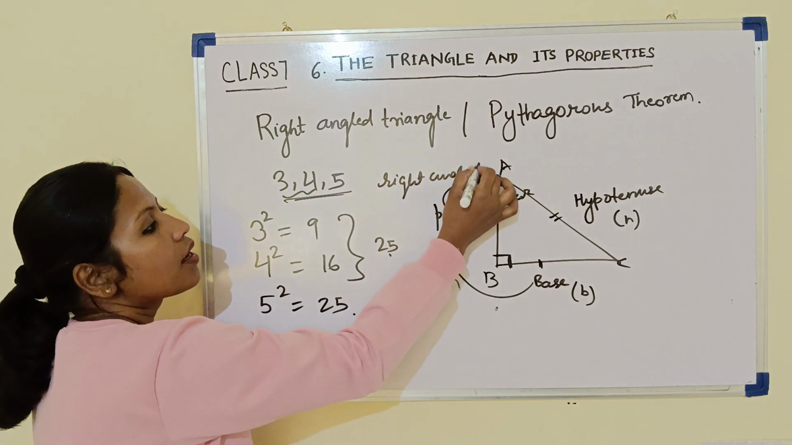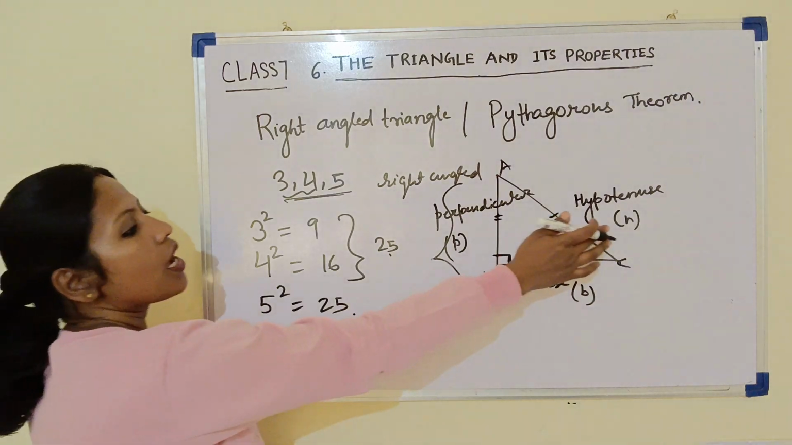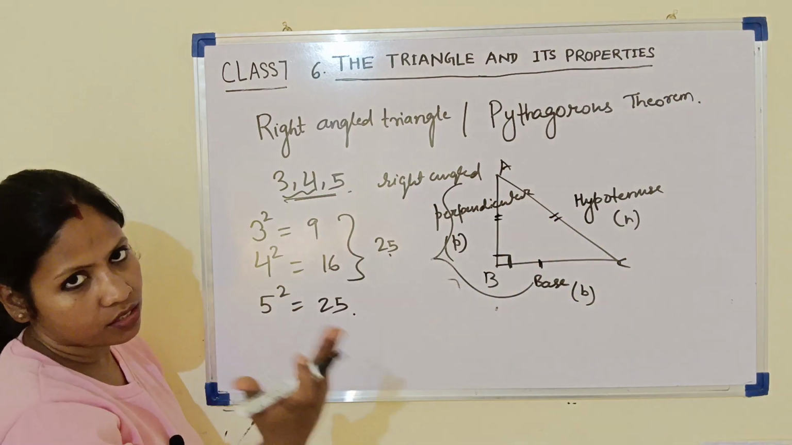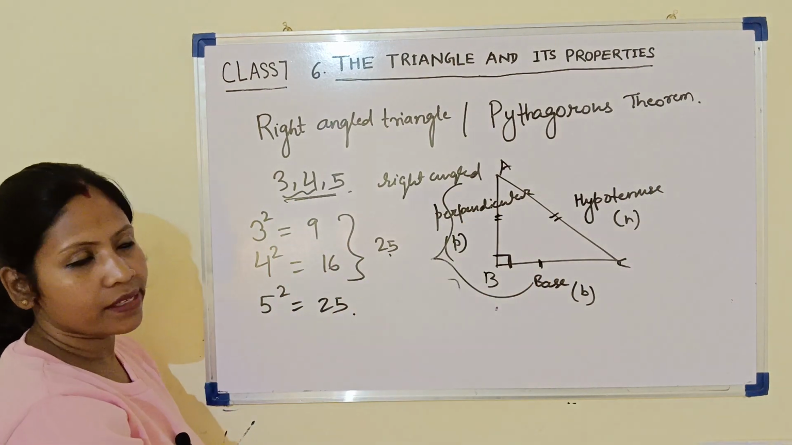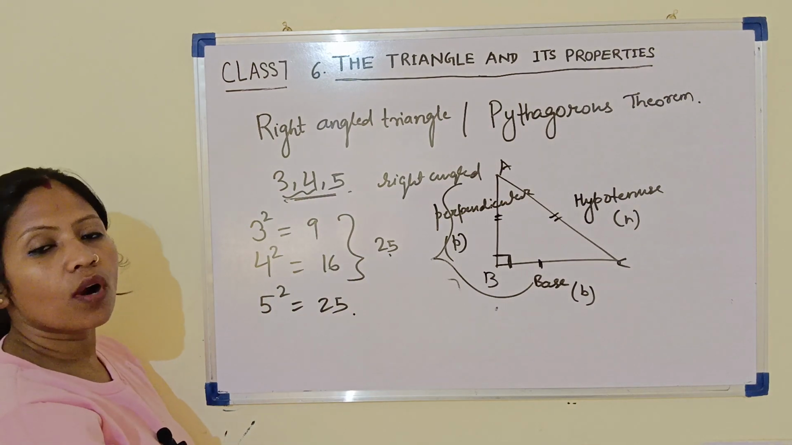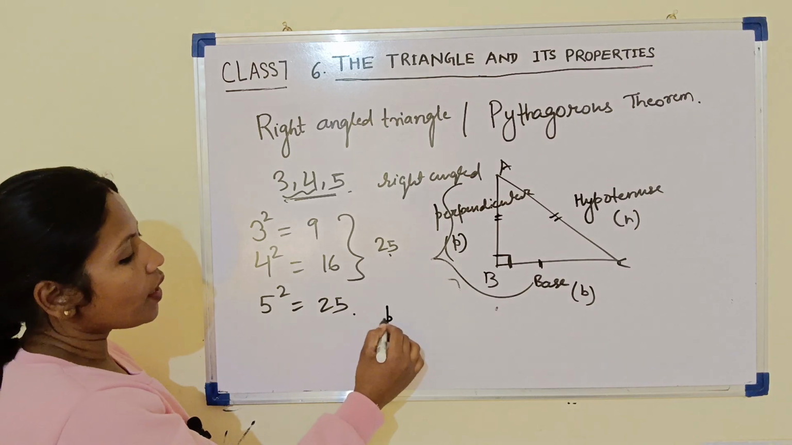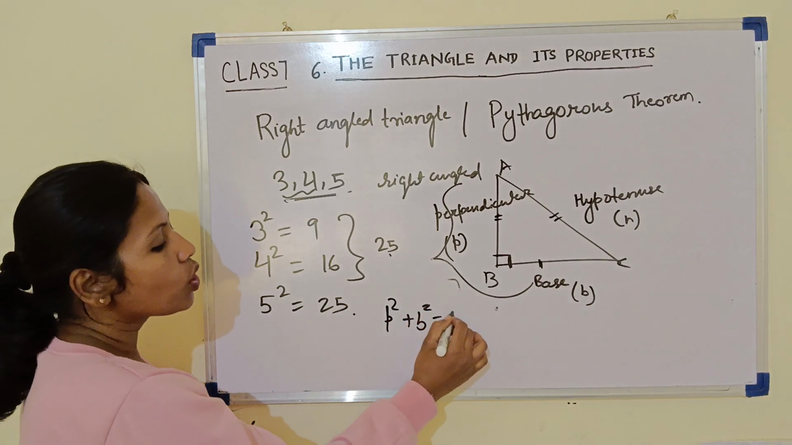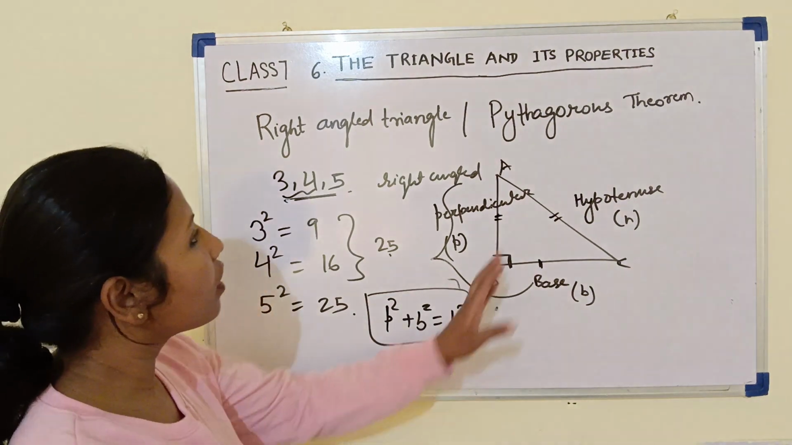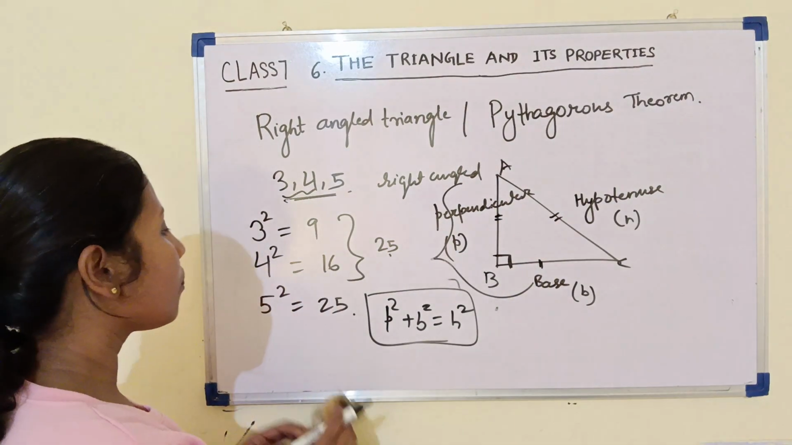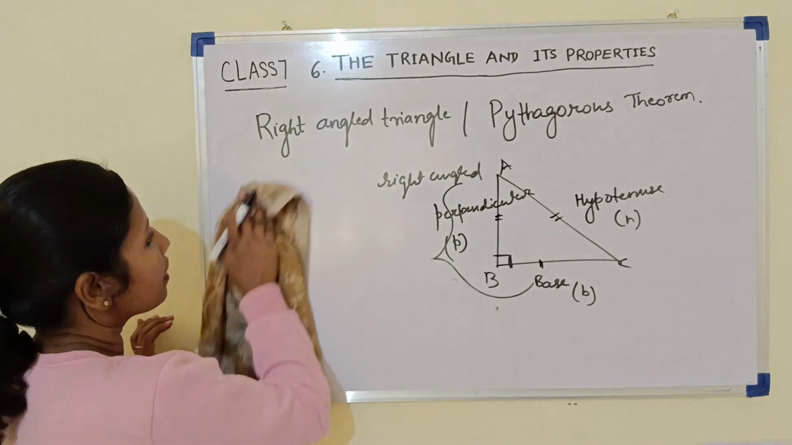Right angle triangle means one angle will be a right angle. Why? Because the bigger side is basically the hypotenuse, and of the two smaller sides, one will be the perpendicular and one will be the base, or these two can be called legs. So P square plus B square is equal to H square. This is called the Pythagoras theorem. This is a very important, very small concept, but please read it.